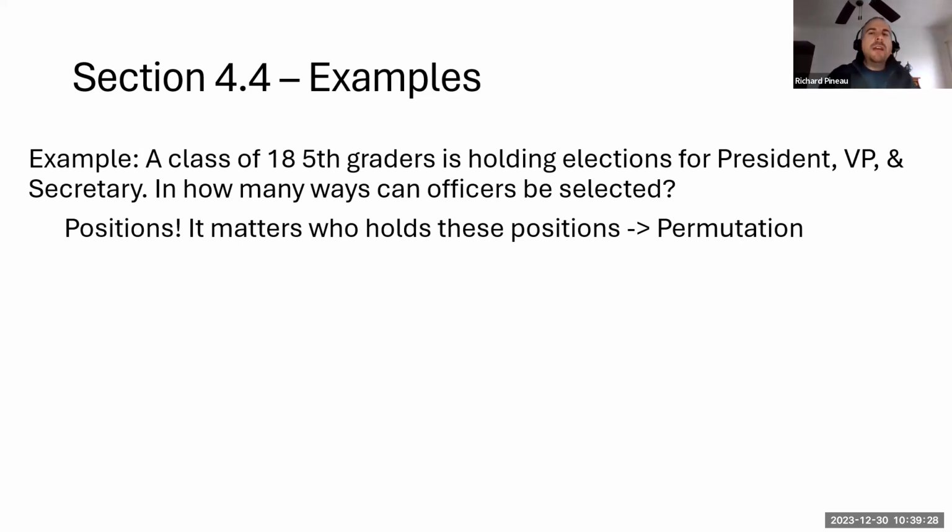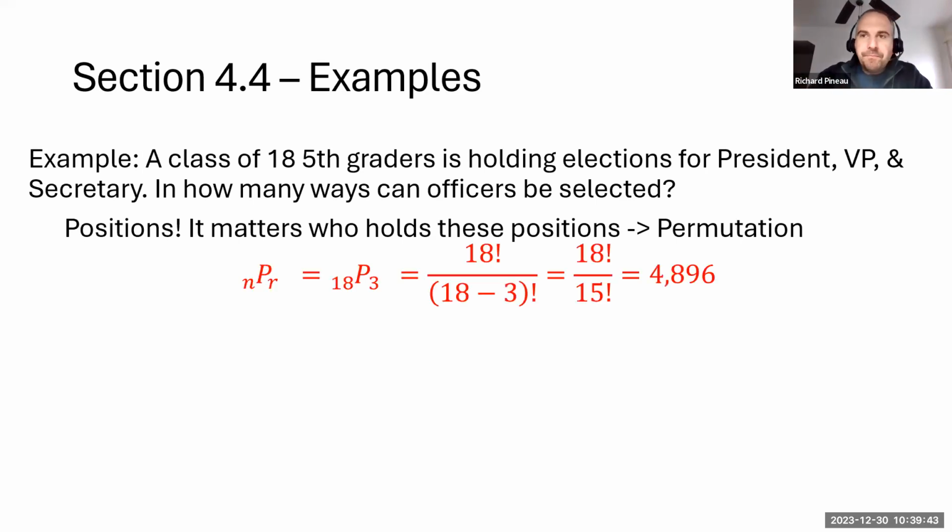If you don't believe me, think about the president, the vice president, and the secretary of an organization you are part of. It does matter who is in these leadership positions. They have different agendas, organizational styles, management, etc. So we're dealing with a permutation here. In this case, the pool of individuals we're selecting from is 18, and the number we need is 3, because there are only 3 positions, president, VP, and secretary. If they added treasurer, then that would change to 4.